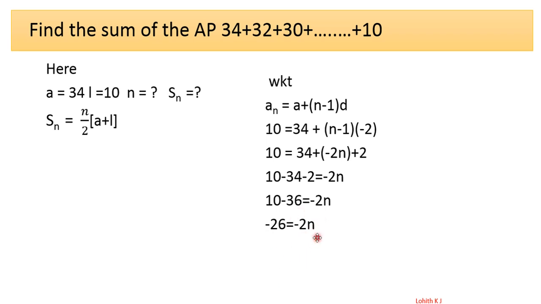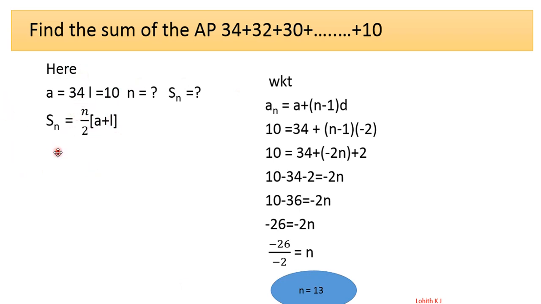To find the value of n, I shift the 2 to the denominator. So n = -26 / -2. As both terms involve negative signs, the two negative signs cancel. Two ones are 2, two 13s are 26. Therefore, the value of n is 13. Now I have the value of n, so let us substitute it.